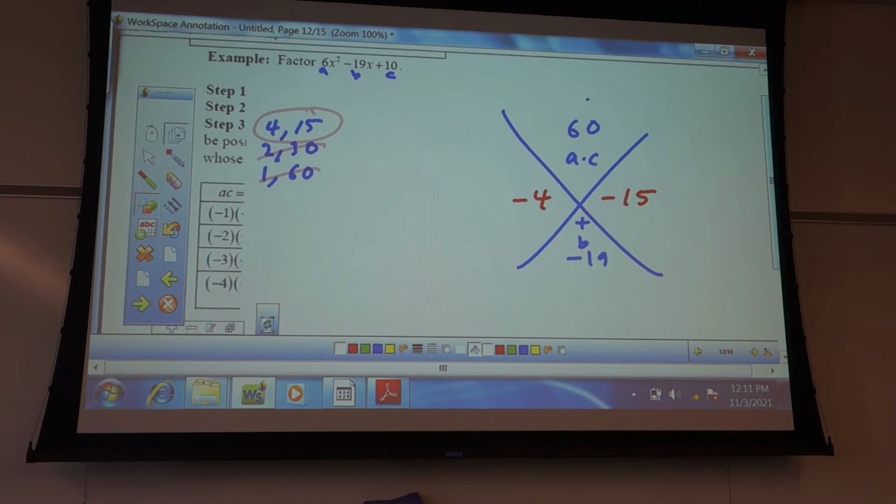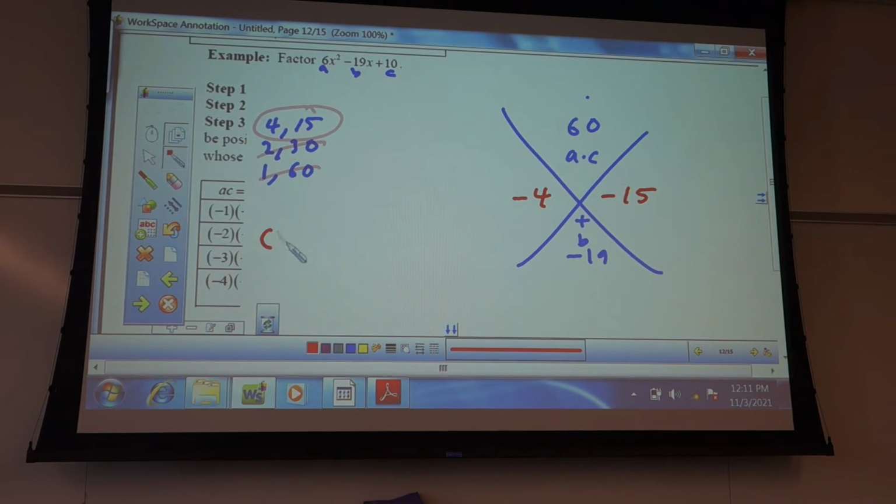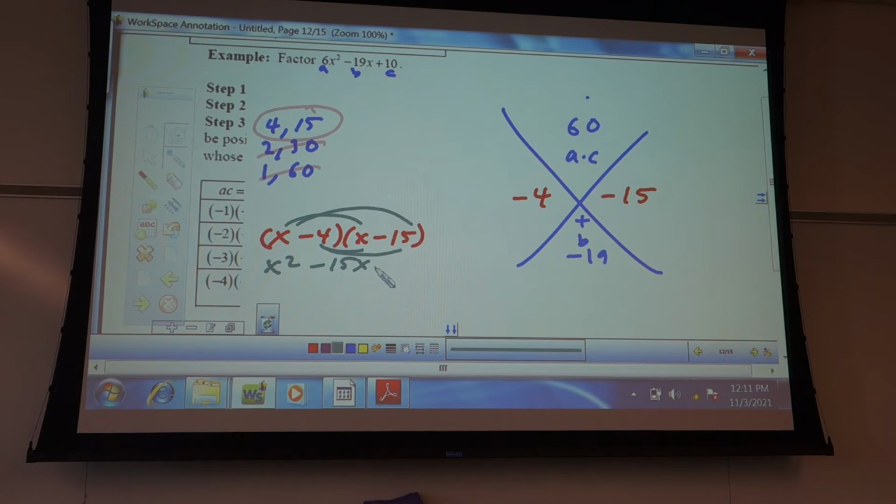So I'm not done though. I can't just do this. If I try to do this, x minus 4 times x minus 15, it won't work. When I FOIL them, I'll get x squared minus 15x, and then the bottom part's minus 4x plus 60. I'll get x squared minus 19x plus 60. That's not what I started with.